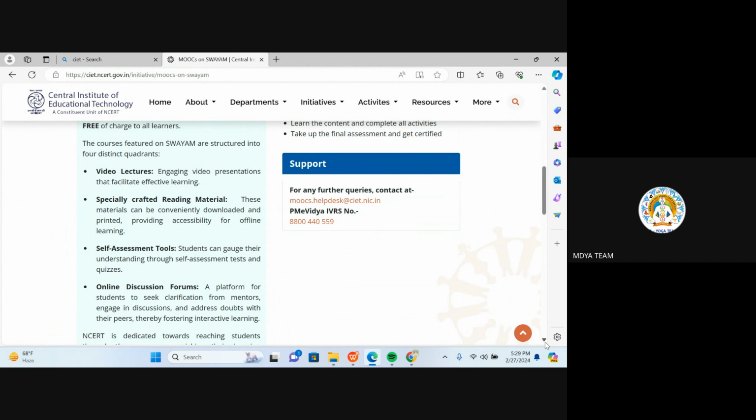They can self-assess through tests and quizzes. There is also availability of tests in this app. Online discussion forums: we can clarify our doubts with the mentors through the discussions. Okay, these are the four quadrants that come under Swayam.